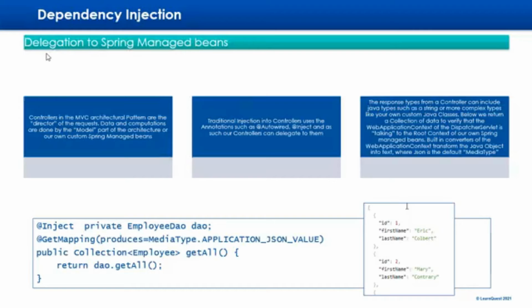That text, because we've put a produces media type application JSON, which is actually the default based off the class path of the POM, it will convert that collection into a JSON array. So here you see the response in the browser. The browser is saying, I got JSON back.